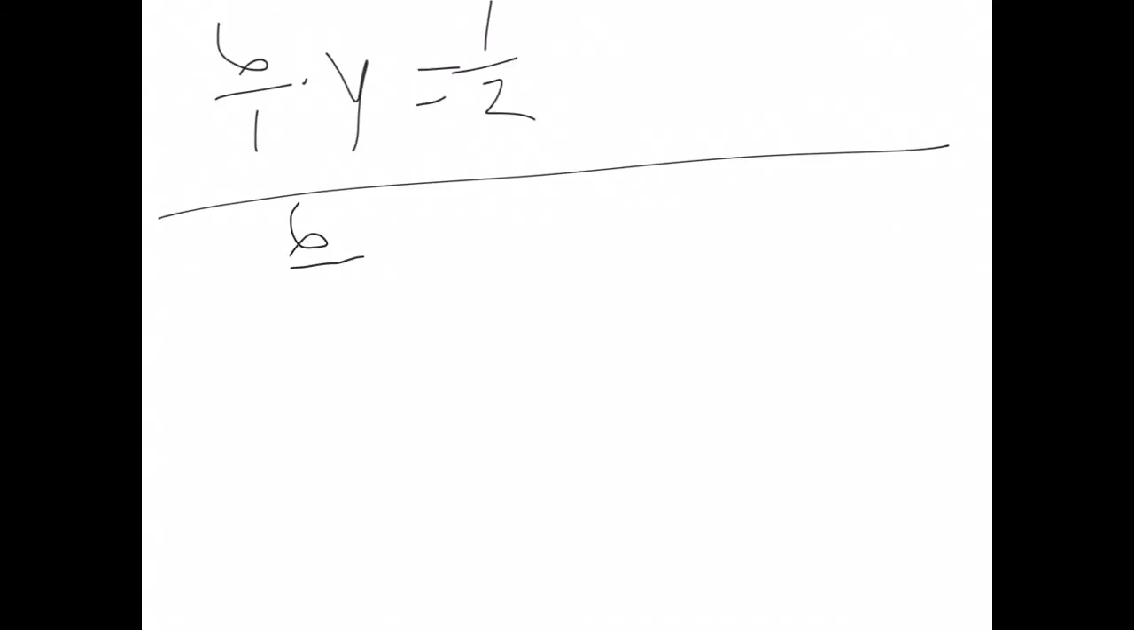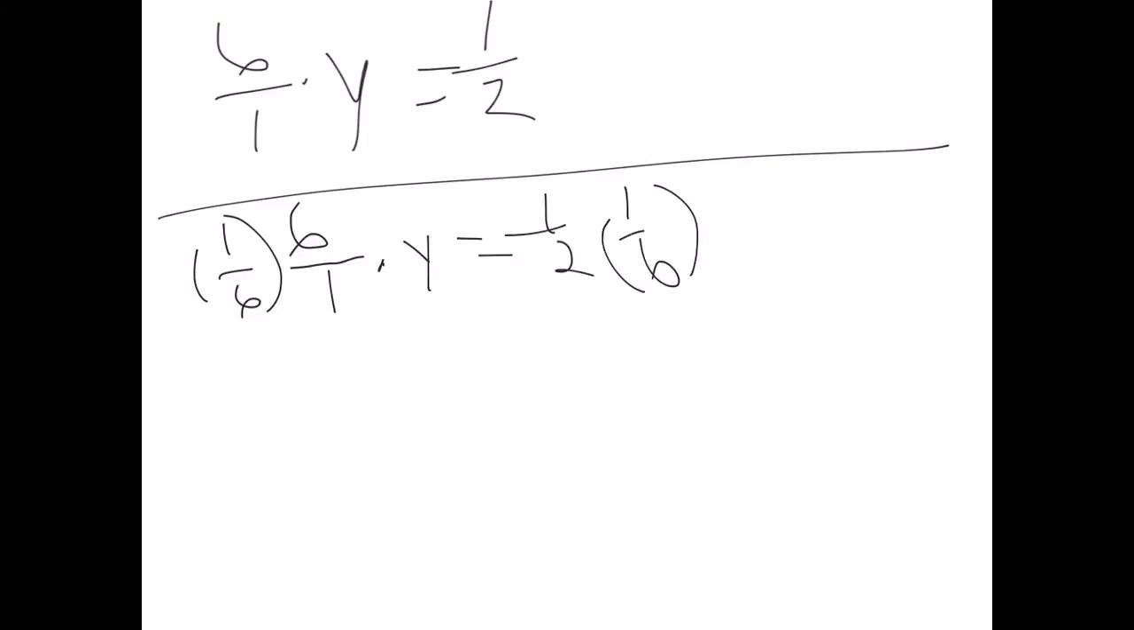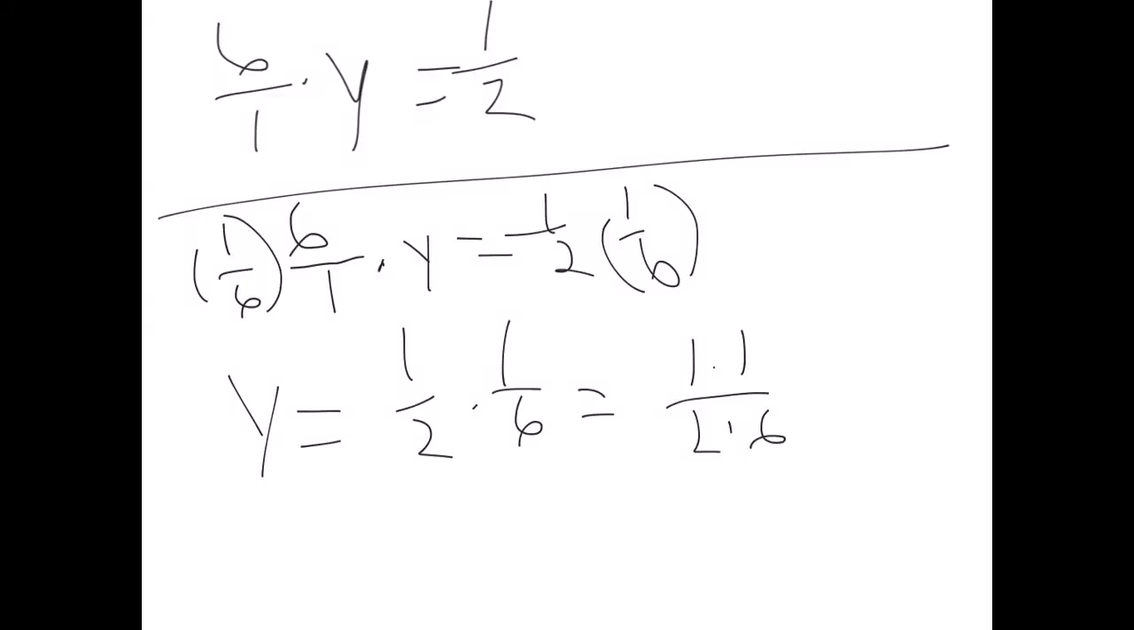6 over 1 times y equals 1 over 2. You're going to want to get the reciprocal of 6 over 1, which is 1 over 6, and put that next to the 1 over 2, which would be like that. Then you're going to do y equals 1 over 2 times 1 over 6. And that equals 1 times 1 and 2 times 6, which equals 1 over 12.